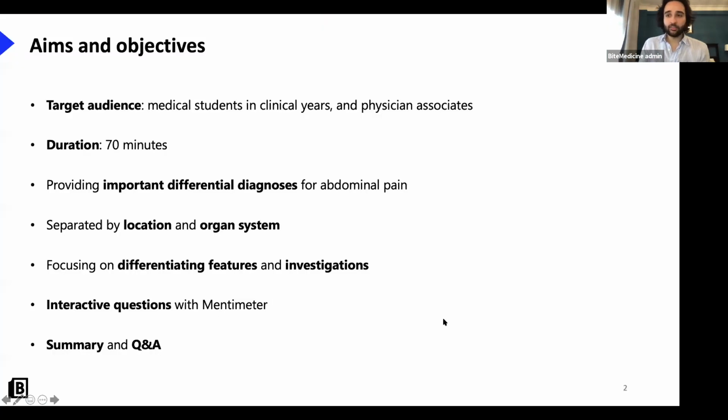So as always, we are using our multi-step SBA, or today really we're going to be using a normal single best answer system with interactive questions on Mentimeter. We're going to be going through various key differential diagnoses for abdominal pain. I've said 70 minutes, I hopefully suspect this will be 60 minutes, but just to be safe, and of course for our clinical year medical students and physician associates as well, all around the world, but obviously based on UK guidelines at the moment, and also take some questions at the end. If you have questions as we go along, just pop them in the Q&A, and I'll try and get around to them as soon as I can.